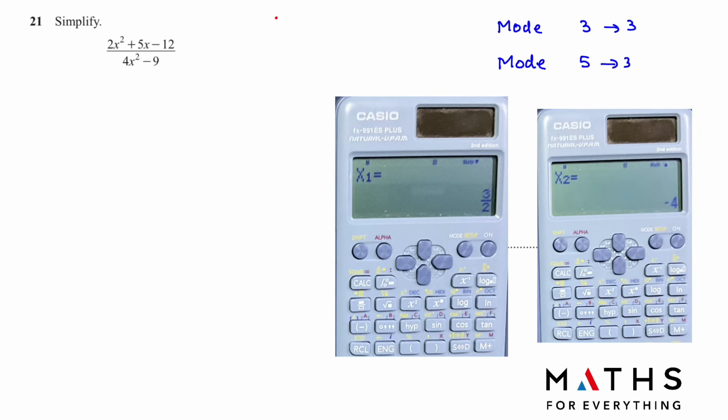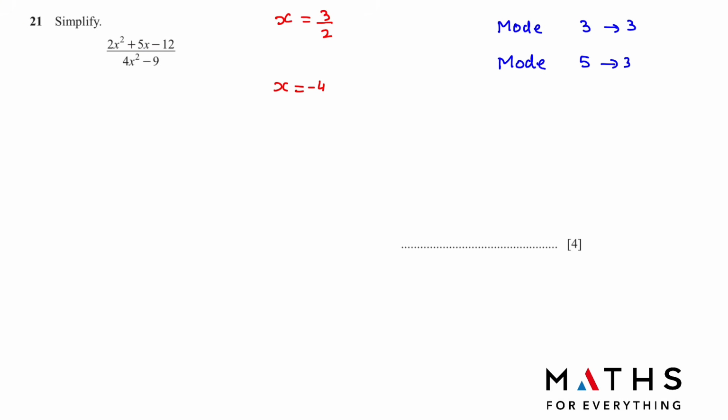So let's write it on the side. X is equal to 3 over 2. Then you press the equal button again, you will get x2. X is equal to negative 4. Now we have to write this in factor form. X is equal to negative 4. Shift the negative 4 to the left hand side, it will become positive 4. This is one factor you got.